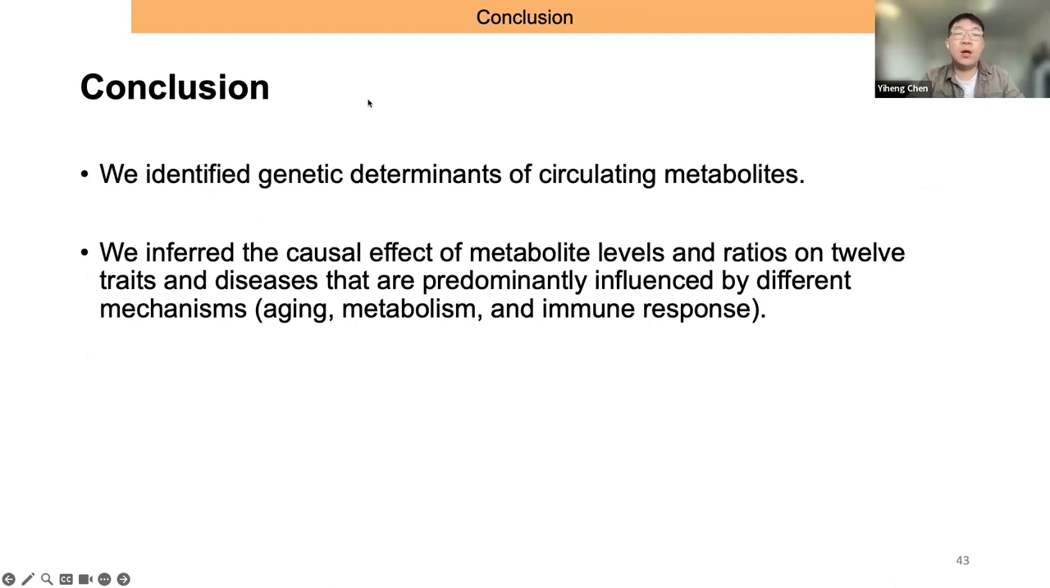In conclusion, we identified genetic determinants for circulating metabolites, and we also inferred the causal effect of metabolite levels and ratios on 12 traits and diseases that are predominantly influenced by different mechanisms like aging, metabolism, and immune response.